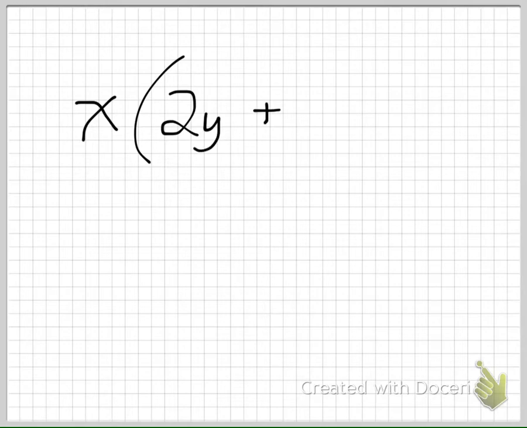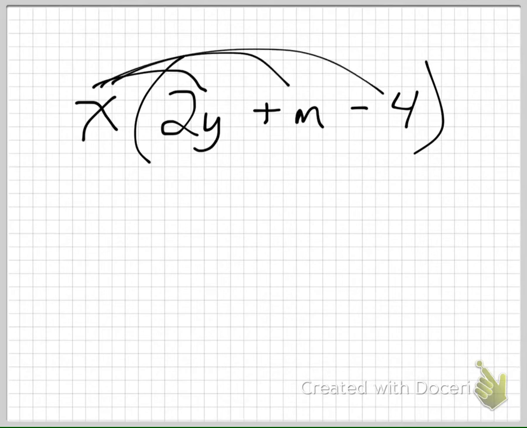Notice this. And this is where things get nasty later as you move along in algebra. It could go like this. I could have an x out here, and then multiply that by 2y plus m minus 4. If I said simplify that using the distributive property, you would go rainbow, rainbow, rainbow. All 3, right? x times 2y is 2xy. x times m is mx.